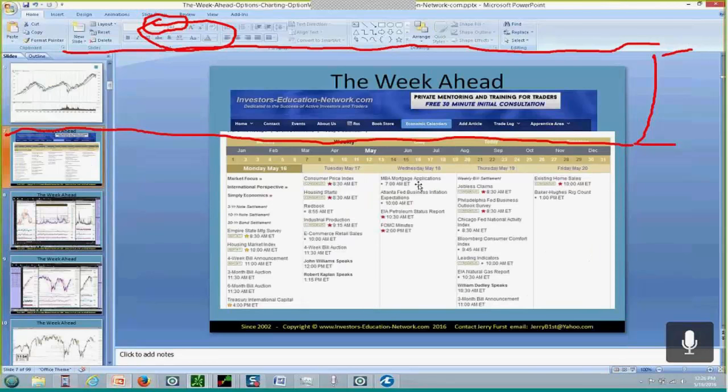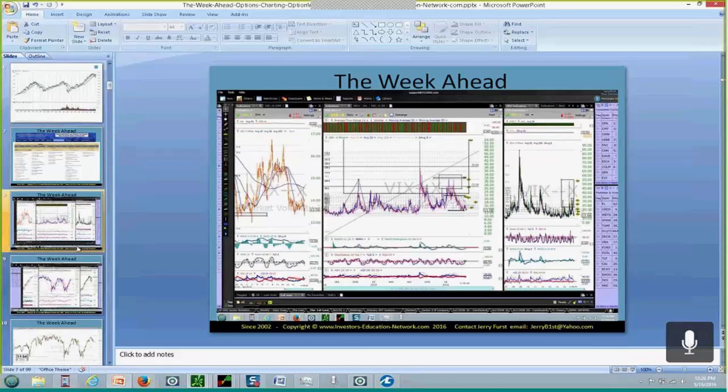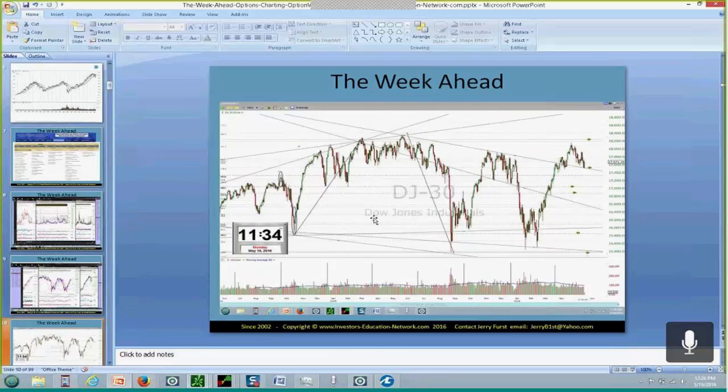We went through the week ahead on the economic scheduled news events. Then I like to look at the VIX, the volatility index, and we'll take a look at here. This is the week ahead with the Dow 30.